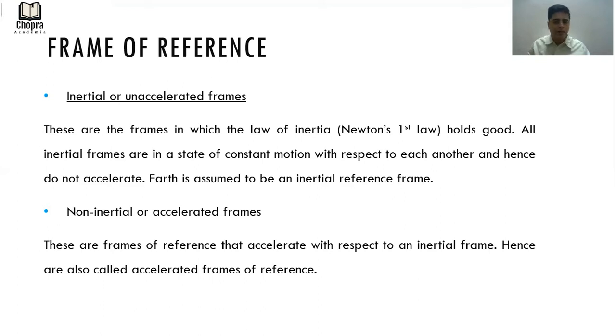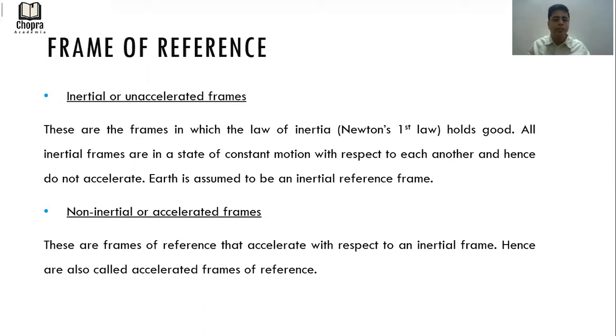What are non-inertial frames of reference? Yes, these are the frames that accelerate with respect to an inertial frame. Basically, these are the frames which do not move with a constant velocity. Velocity is continuously changing. Hence are also called accelerated frames of reference. So any jerky motion of any body can be taken as a non-inertial frame of reference. So this does not form the part of discussion in STOR. So we'll be continuously focusing only on the inertial frames of reference.